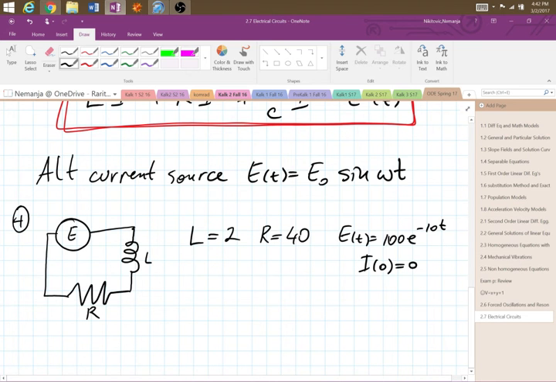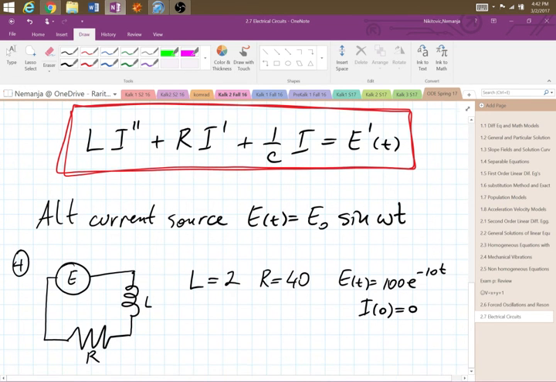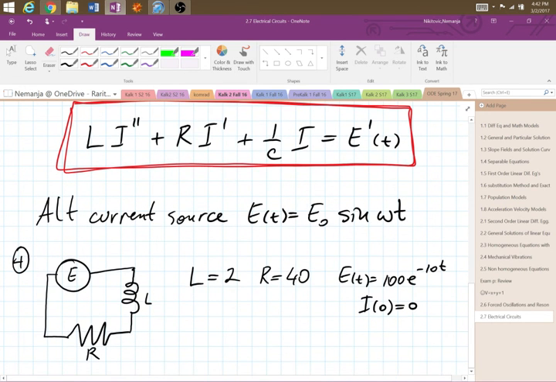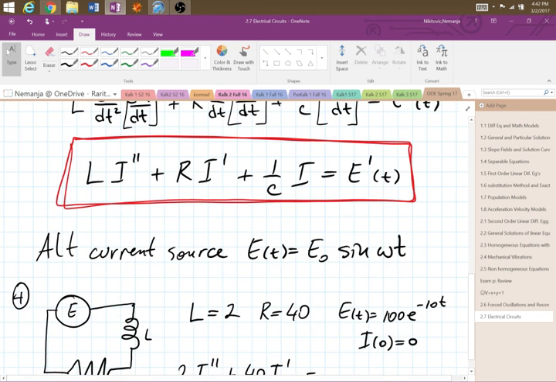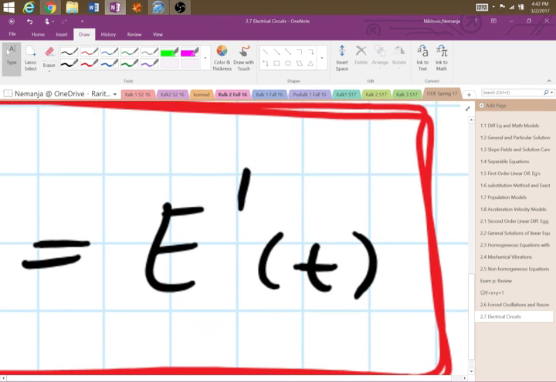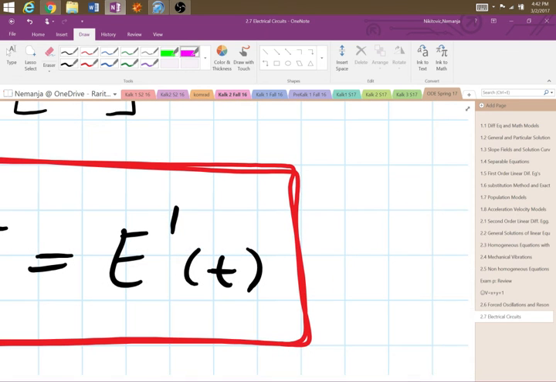So what are we going to do now? Well, all we do is we plug everything in. We don't have a capacitor, which means the last term is going to be 0. So I have L, which is 2, I double prime plus 40 I prime is equal to the derivative. Now that's one of the biggest mistakes, guys. The equation, look, you see this? And then I circle it. You see there? Can't miss it, right?